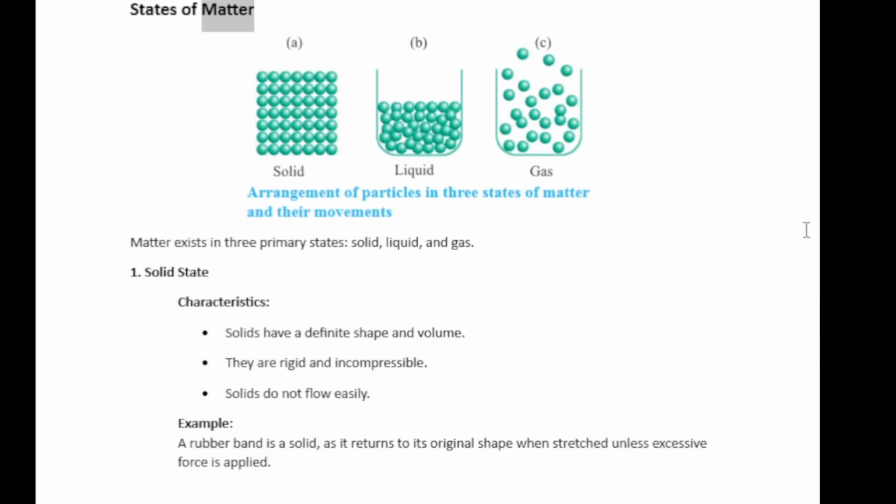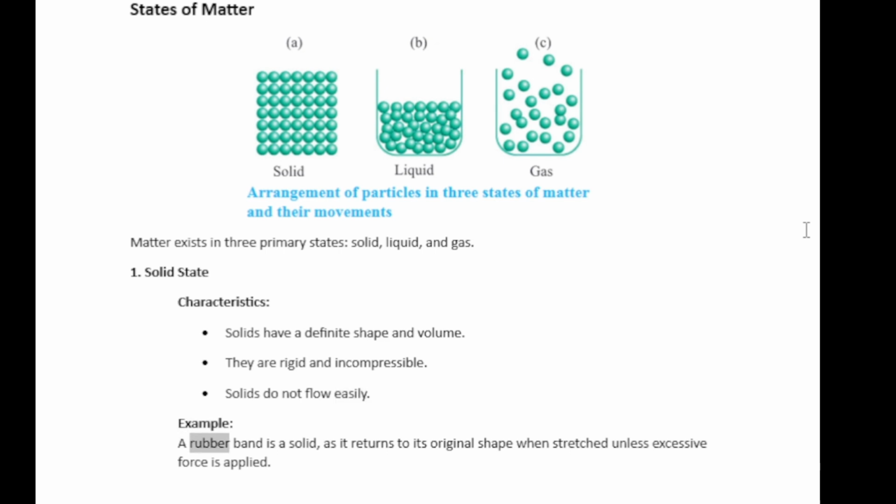States of matter. Matter exists in 3 primary states: solid, liquid, and gas. 1. Solid state. Characteristics. Solids have a definite shape and volume. They are rigid and incompressible. Solids do not flow easily.